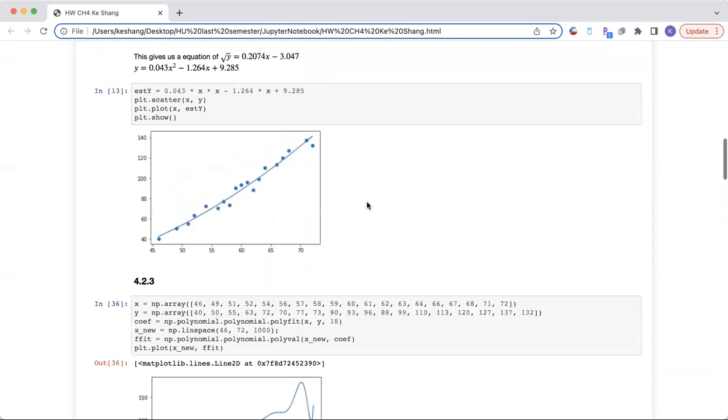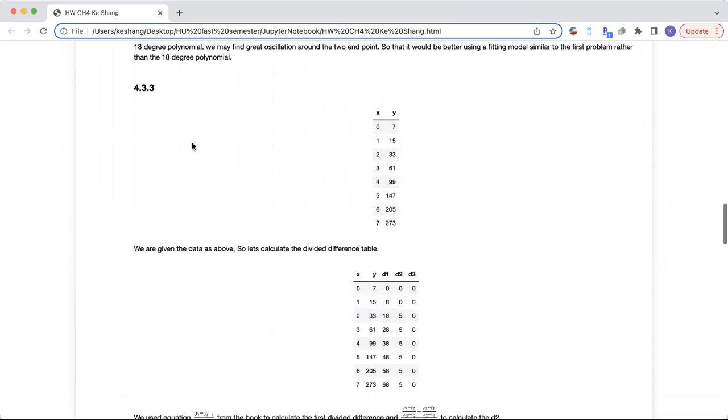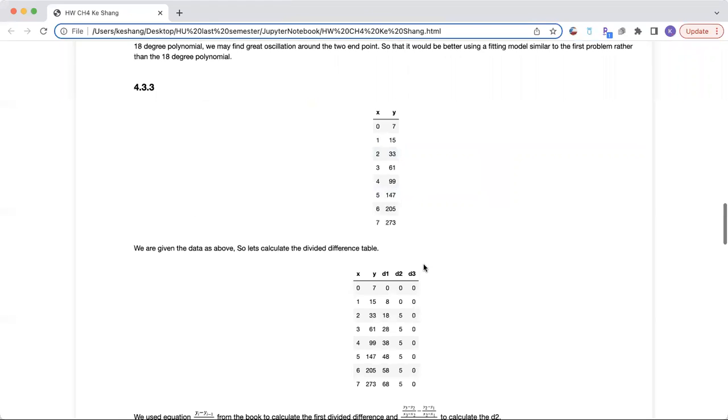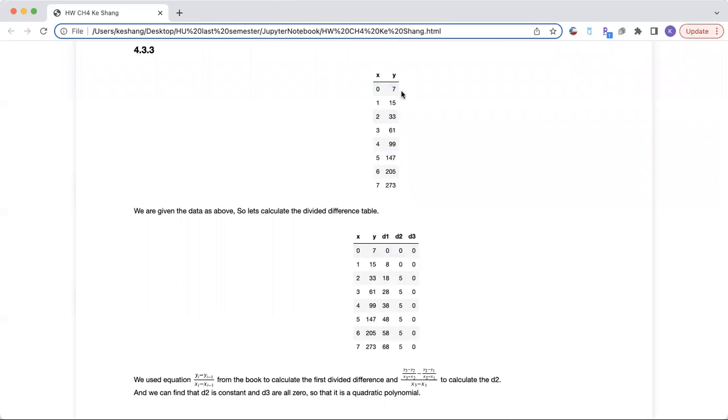Let's jump to the third one, 4.3.3. Let me pull up the question. For this question, it just gives us a set of data and asks us to use a lower-order polynomial function to solve it. So this is the data set. We can calculate those data using the divided difference table.